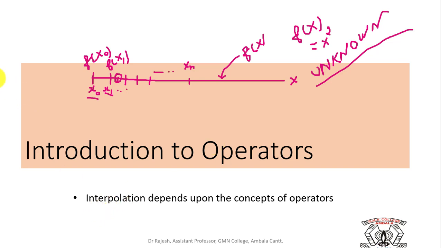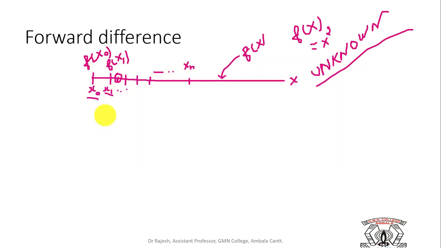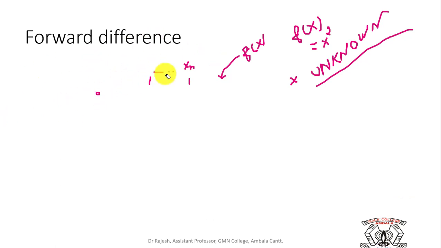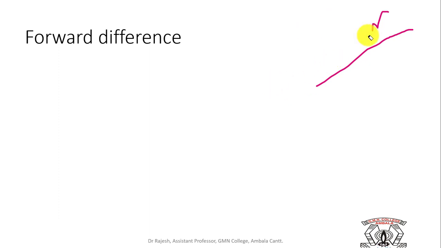So now next we move towards the operators, different kinds of operators. So let me rub this, then we will be moving towards the different kinds of operators. Now see what are the different kinds of operators. Here first is the forward difference operator.